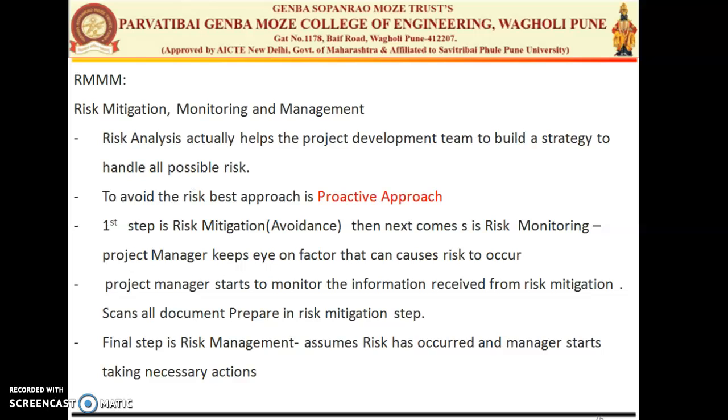The second step is to monitor all the information which is received from the risk mitigation plan. The project manager will scan all the documents which are prepared in the risk mitigation step. And the third and final step is risk management, which means assume that the risk has occurred and you need to take certain actions to avoid that risk. So these three things are involved in RMM.